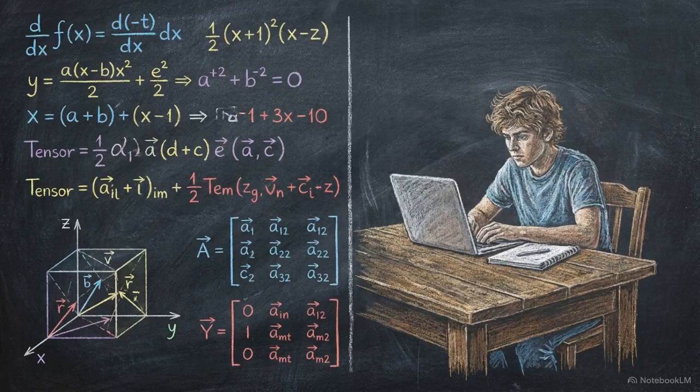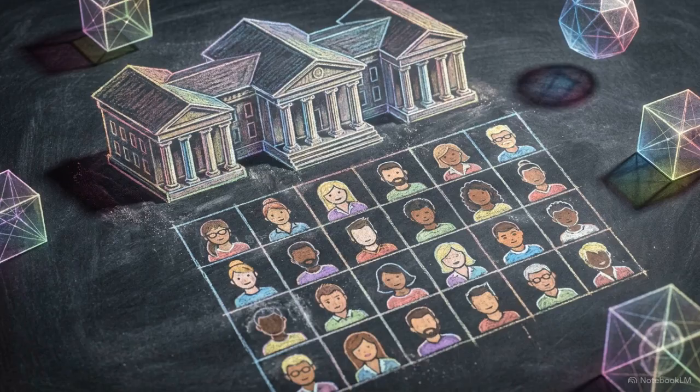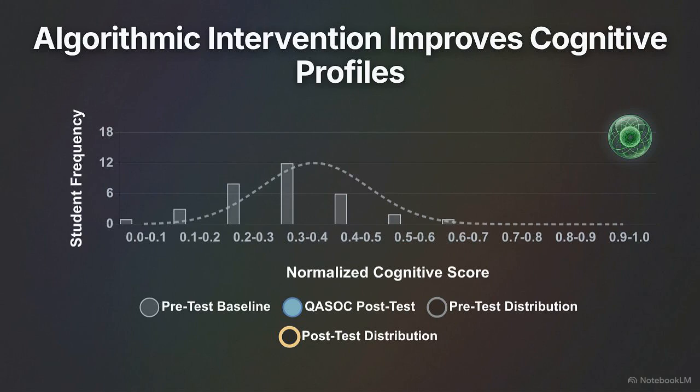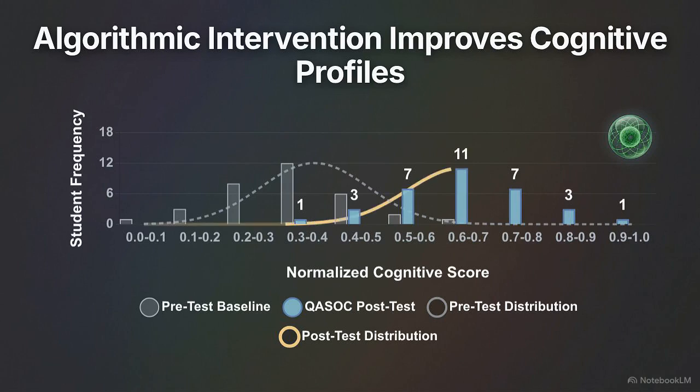To verify that this mathematical model actually translates into higher student performance, researchers deployed the system on a live cohort of 33 economics students at the University of Guelma. The experimental design established a pre-test baseline using standard course delivery, followed by a second phase where the instructor actively utilized QASOC's algorithmic interventions. This histogram tracks the results of a Welch t-test comparing the two phases.